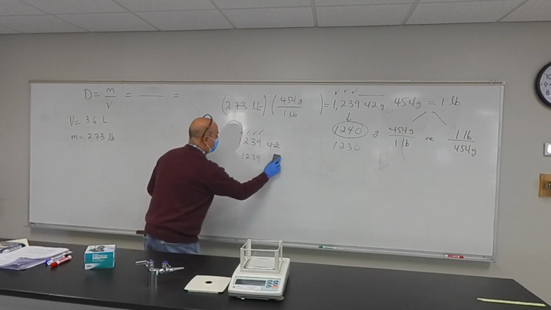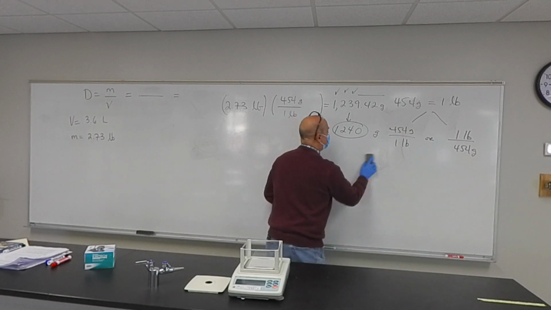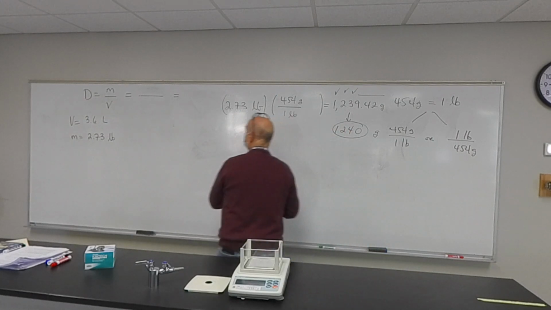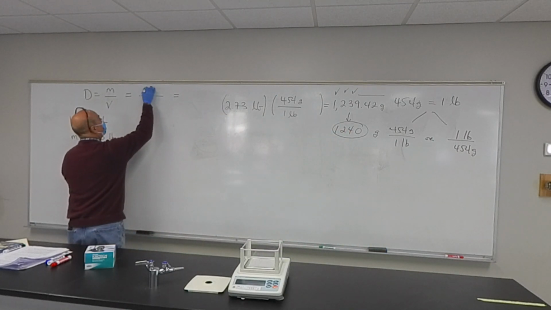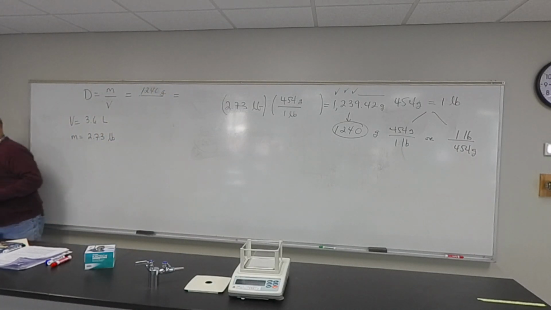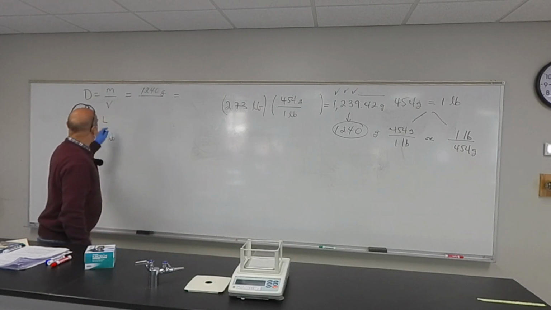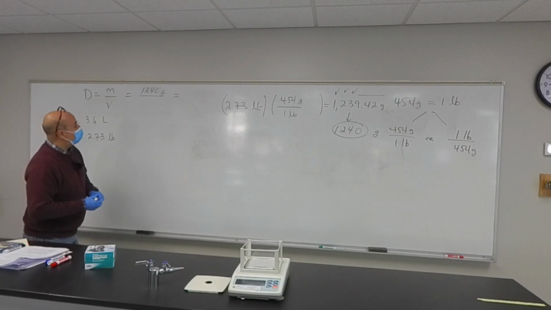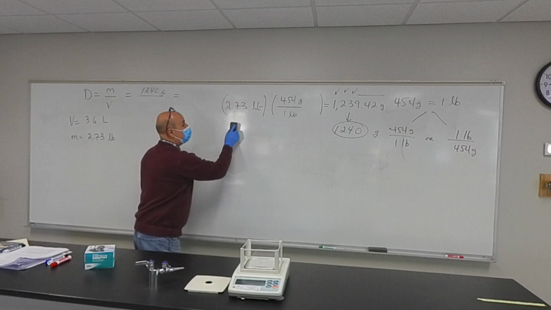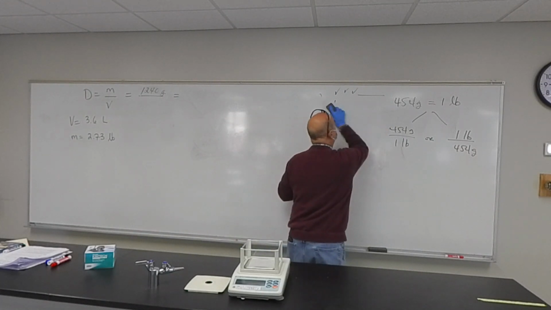Okay, so now we have the amount of mass in grams, and I'm going to put it right here. We're done with that, 1,240 grams. And now we are left with the bottom, the volume. The volume is given in liters, so we also have to convert it. So I'm going to erase this previous conversion, and we're going to need a different conversion factor.